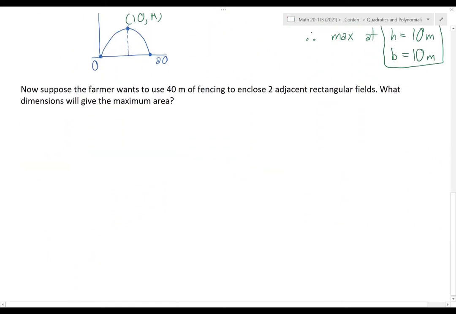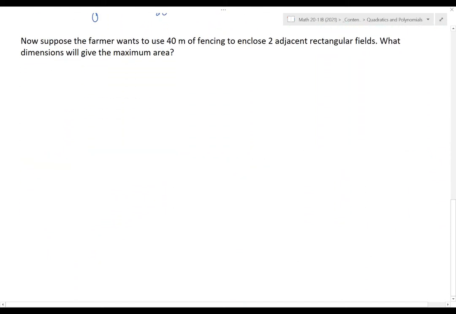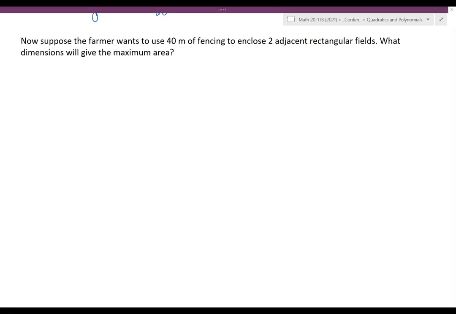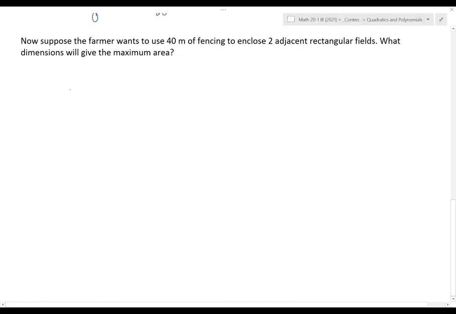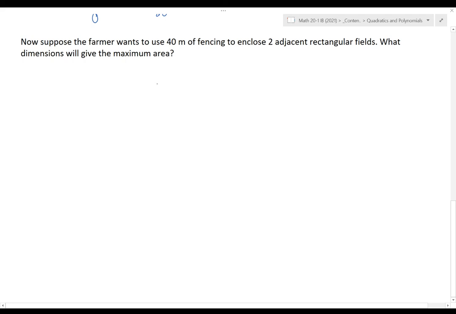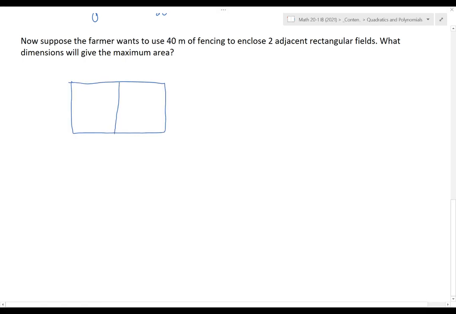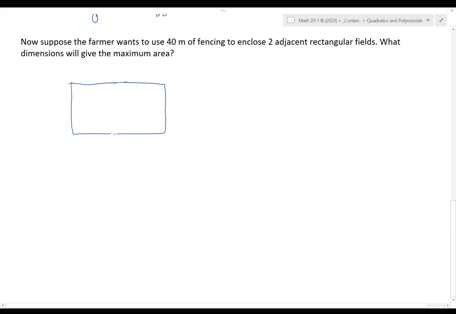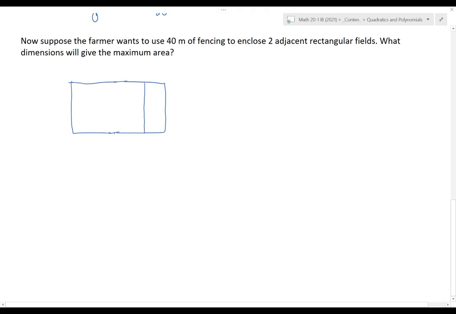So for example, let's say we still have that same farmer with 40 meters of fencing, but this time they want to enclose 2 adjacent rectangular fields. So in other words, adjacent means touching. So I have 2 fields like this. It doesn't actually matter if those two fields are equal or not. So whether this line in the middle is exactly in the middle or just off to the side here doesn't change the overall total area of the pastures, and it doesn't change the total amount of fence used.